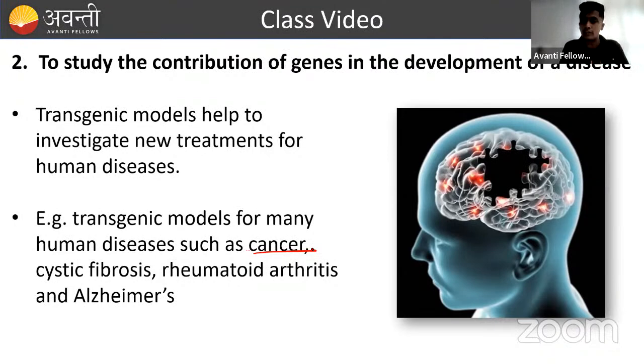What is the behavior of cancer cells? How does cancer spread, right? So we can use several dyes and staining methods, as well as identification processes to trace these diseases. Same goes with cystic fibrosis or rheumatoid arthritis or Alzheimer's. So in any of these cases, if we have to understand, transgenic animals will give us an upper hand, giving us room to study them in a very detailed way.